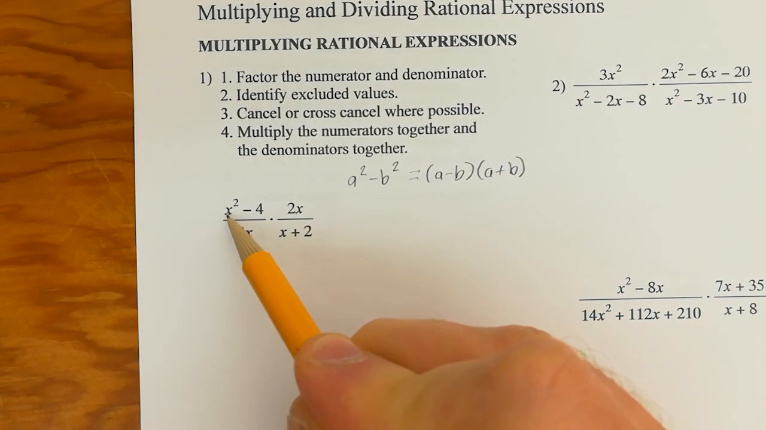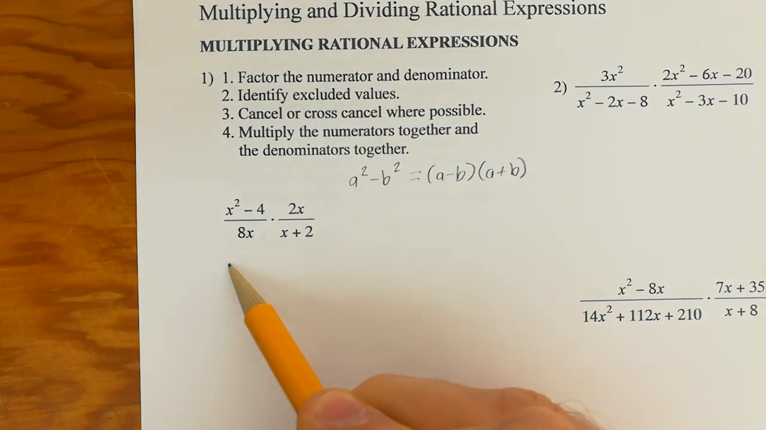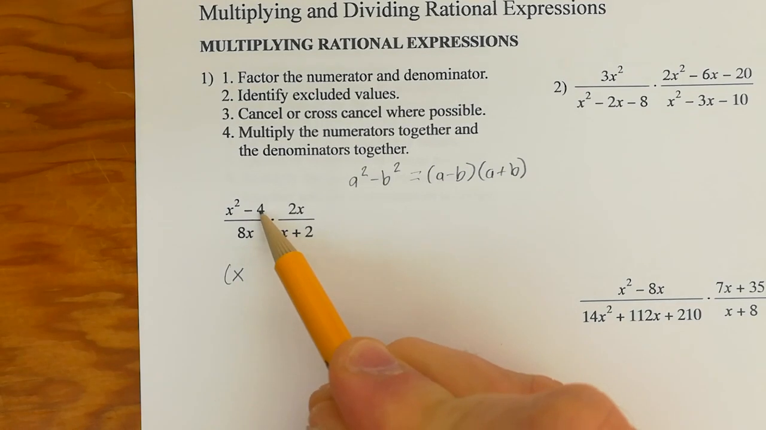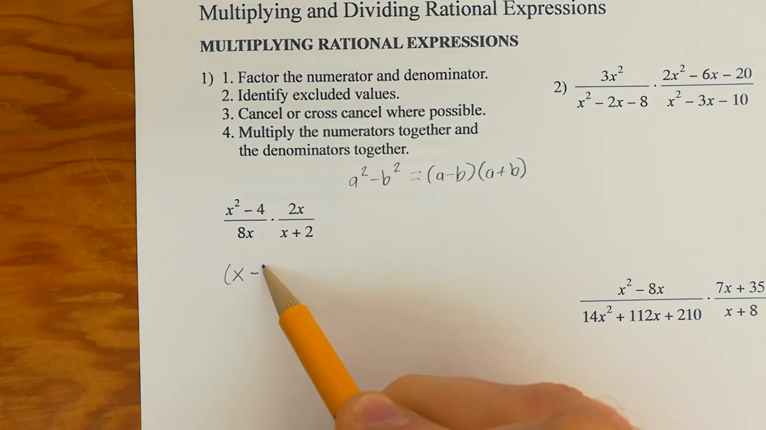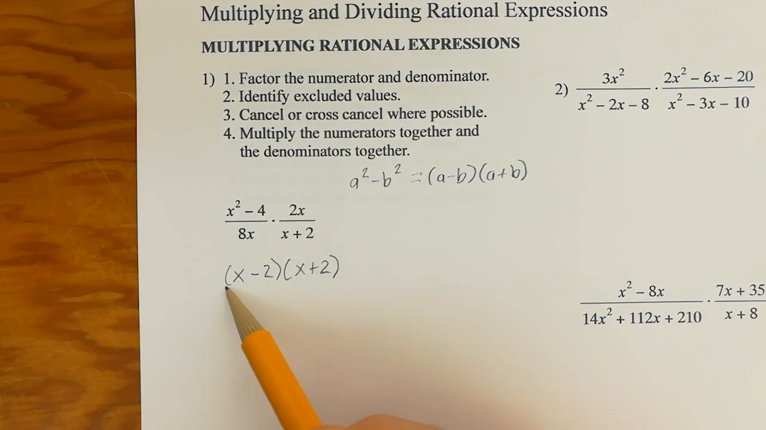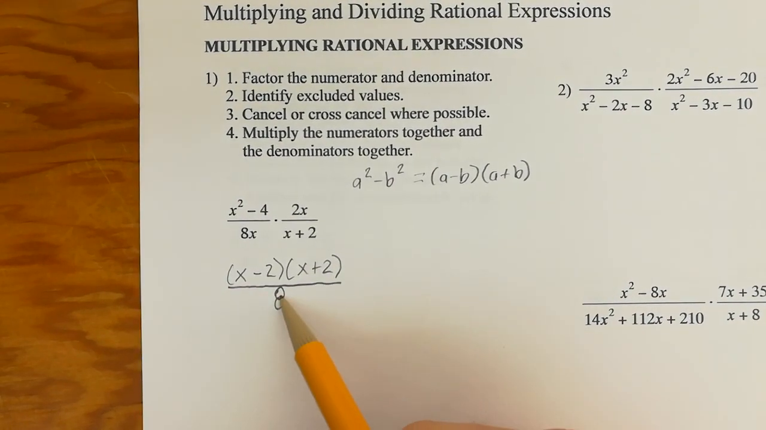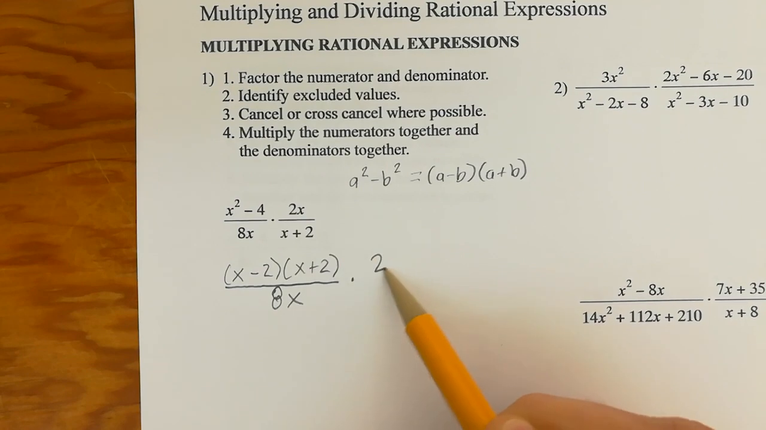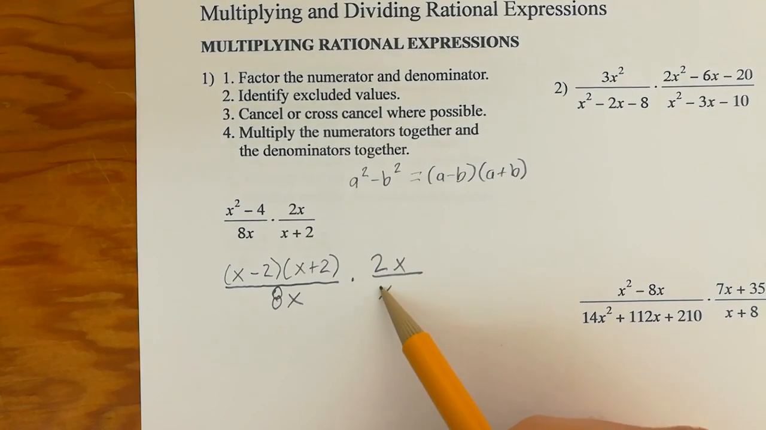Let's see. What's being squared here? Well, that would be x. And then what's being squared here? Well, that would be 2. So I'll have x minus 2 times x plus 2. And then I'll just rewrite everything else here. I have 8x here, 2x on top here, and then x plus 2.